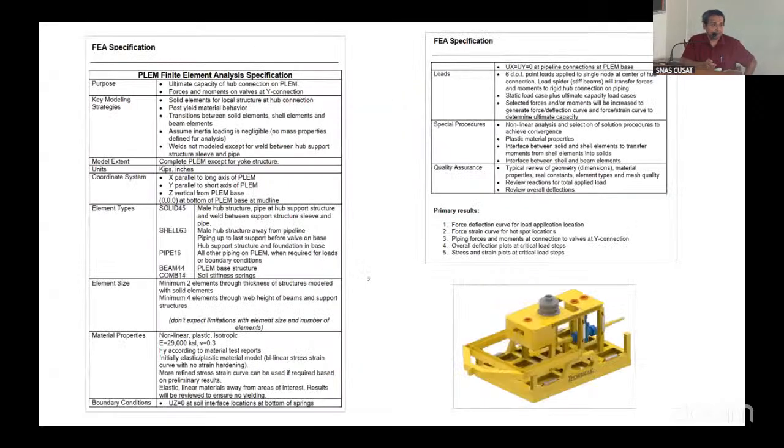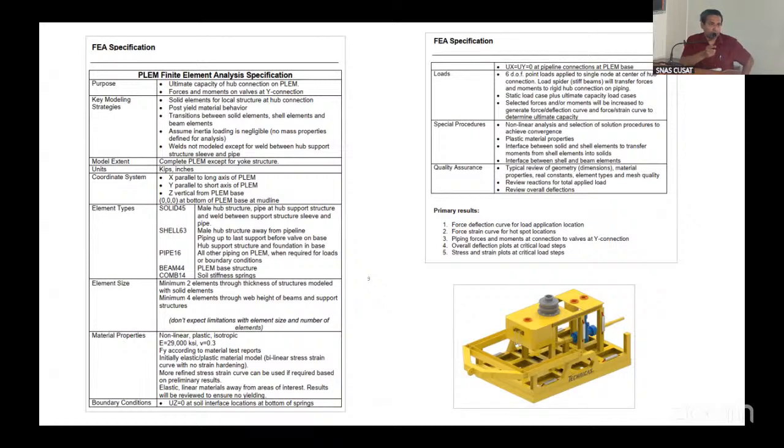Okay, this is a specification for an FE analysis. This is basically a pipeline end manifold on the seabed. So what you see out there is actually a pipe manifold. That's a pipe that comes from the top. And I was actually asked to do an analysis.